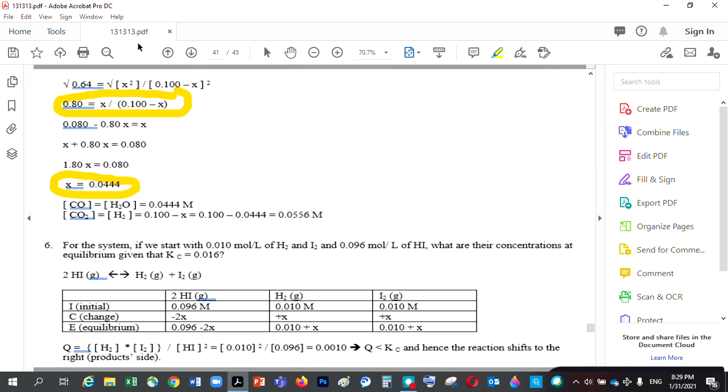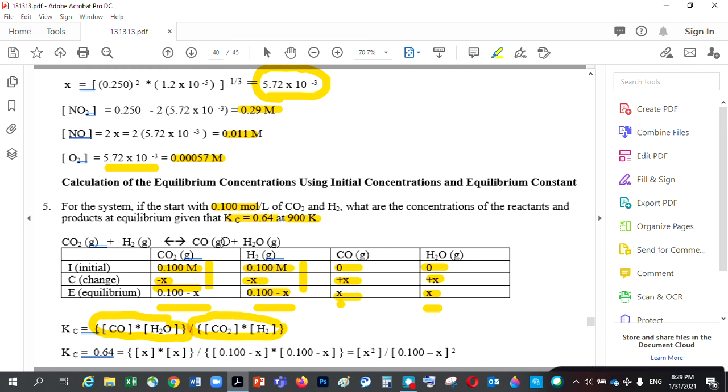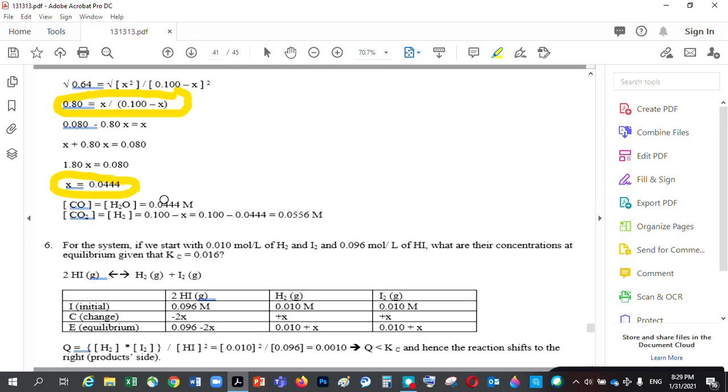So then you go back and look at the values here again. The reactants, hydrogen and carbon dioxide, are 0.100 minus x, and the product is x times x. So the reactants are 0.10 minus x, and this is the value, and this is the value of the reactants, both of them the same in the reaction. The products are x, which is 0.0444.